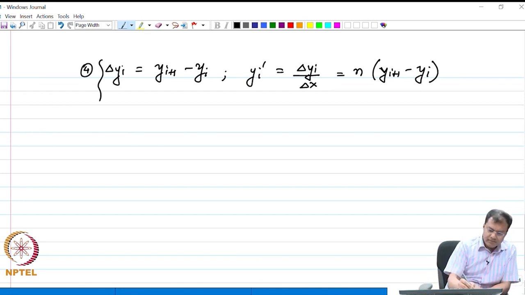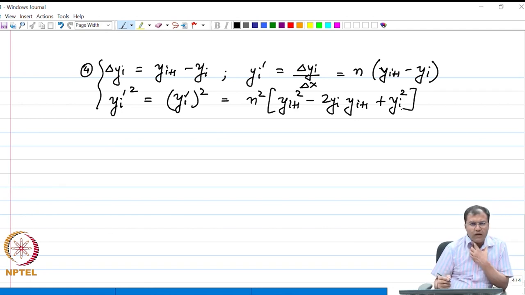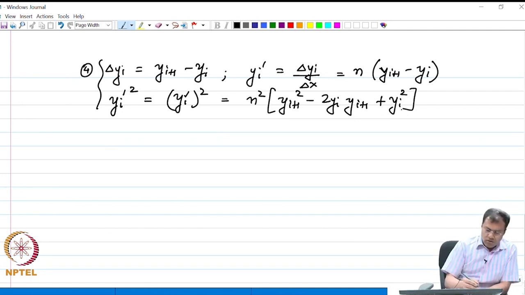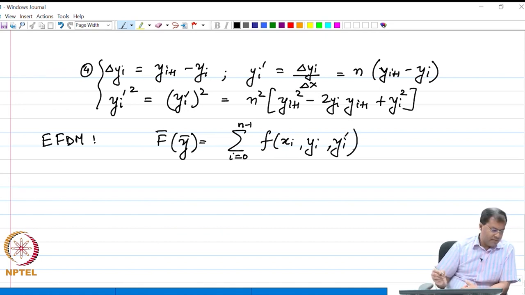And so, we need all these expressions in our problem. y_i prime whole square, we just plug in the expression, we get that this is equal to n square times (y_{i+1} square minus 2 y_i y_{i+1} plus y_i square). So we are ready to substitute all these values in our original functional. Euler's finite difference method reduces to the following function. This is equal to the summation i from 0 to n minus 1 of f of x_i, y_i, y_i prime, times delta x.